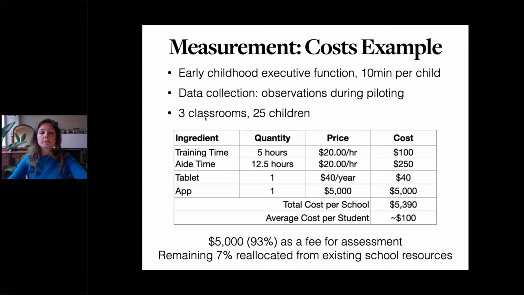Now, when we think about this, just remember, we always think about distribution when we think about total cost. So here, about 93% of the costs of this measurement tool is a fee for the assessment. The remaining 7% is something that the school is going to have to reallocate or potentially hire or purchase to make this work.